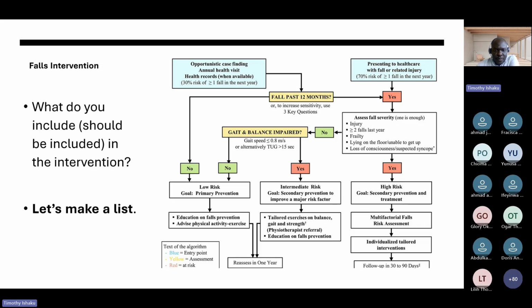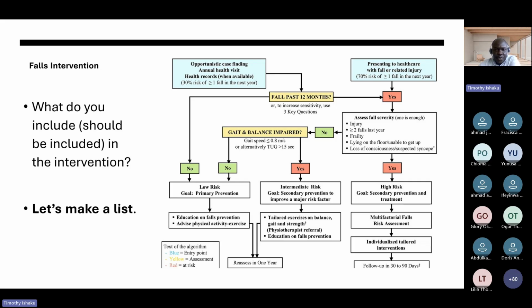For those that are here, you will probably be able to know about those that are joining. It is at my right-hand side. One, it is recommended that we do a multifactorial falls risk assessment, but also an individualized, tailored intervention for those patients. What does it look like? That's another area we're going to be looking at. Then you follow up on that.